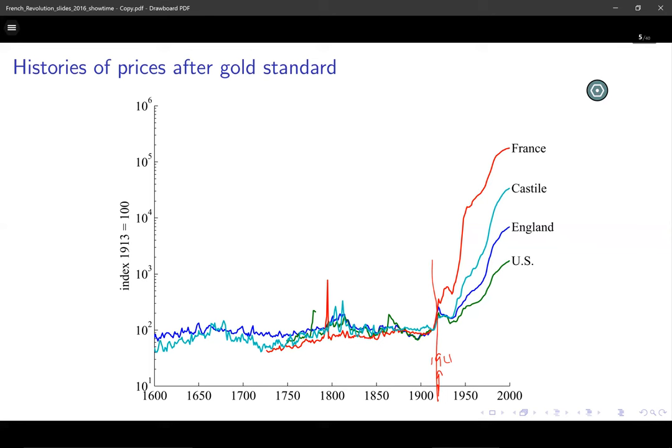Great. Okay, so what you'll see is this is a manifestation of Irving Fisher's curse. These are the hard currency countries in the world, and the promise of a token money, it's taken a long time, to say the least, to deliver the same level of price stability.